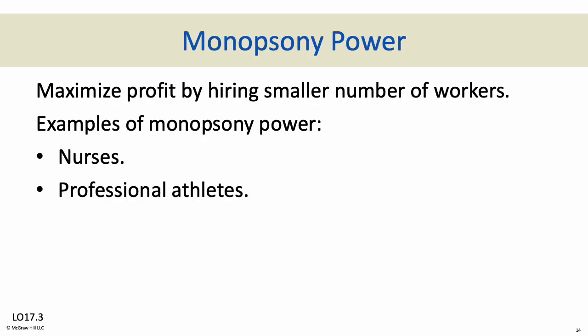So, monopsony power, what do we have? They can maximize profits by hiring a smaller number of workers. So a monopsonist will maximize profits by employing a smaller number of workers and paying a lower wage than the competitive market. Society will get a smaller output, and workers will receive a wage rate that is less than their marginal revenue product.